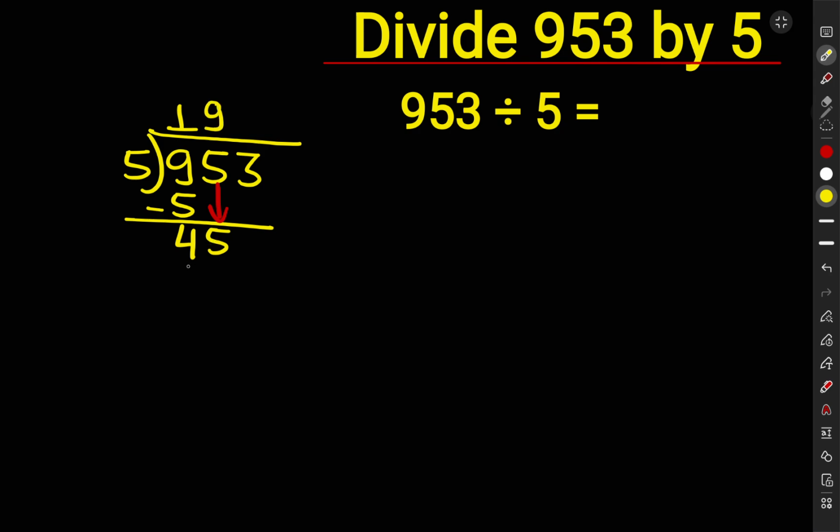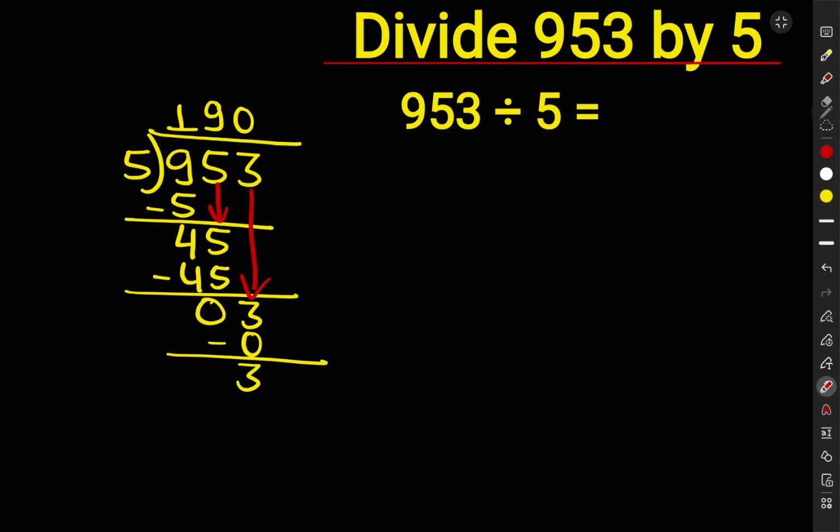5 times 9 is 45. On subtracting we get 0. So again we put down this 3 and 5 times 0 means 0. On subtracting we get 3. So now we have no other number to put down.